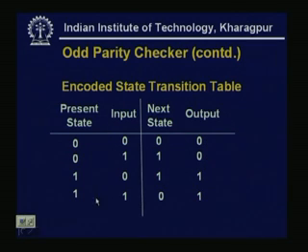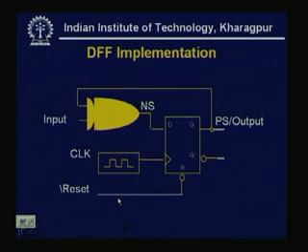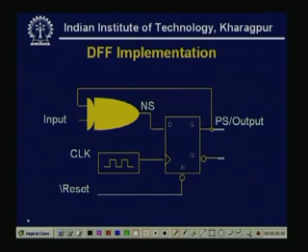Now this is my input and this is my present state. So, these are the 2 inputs of the XOR and this is my next state. The truth table will be 0 0 0, 0 1 1, 1 0 1, and 1 1 will generate a 0 again.